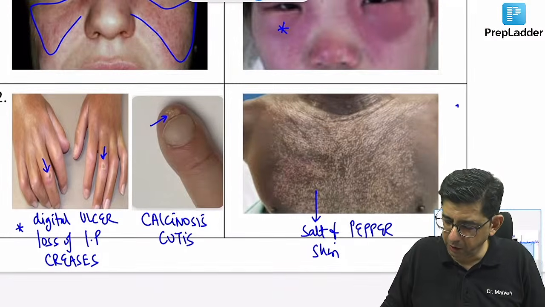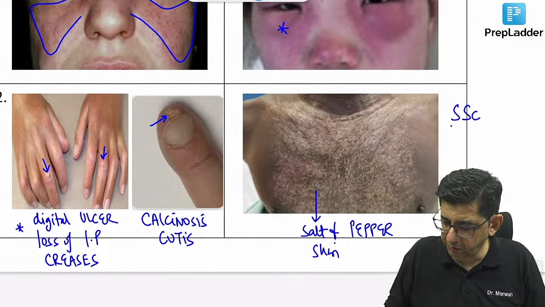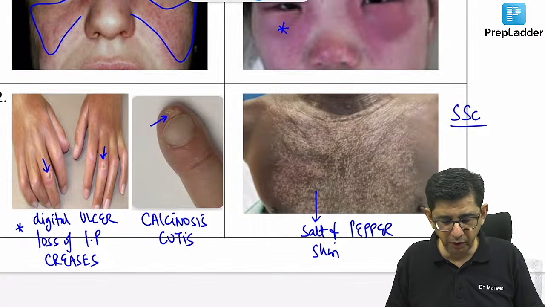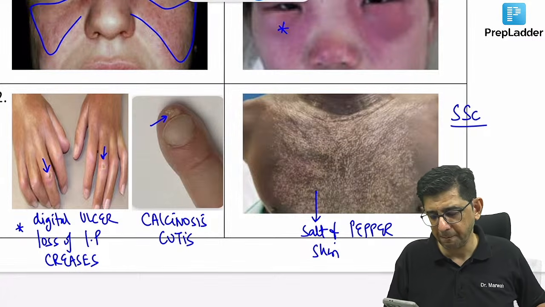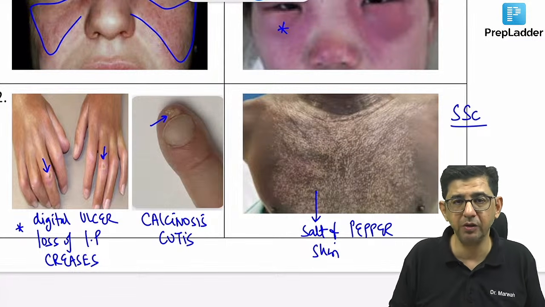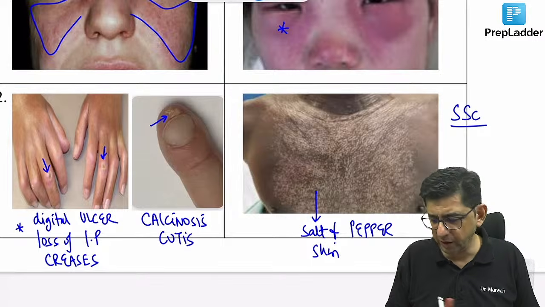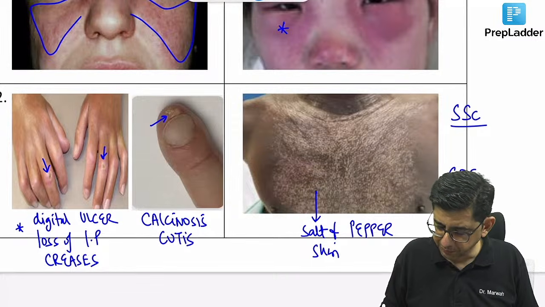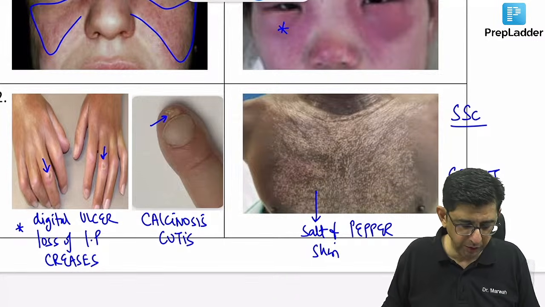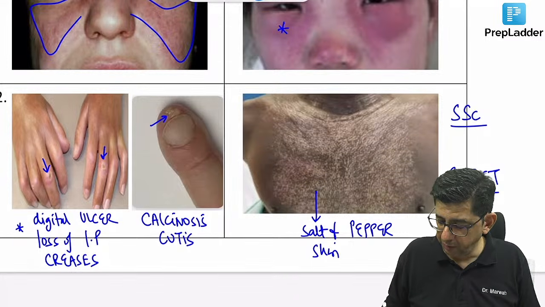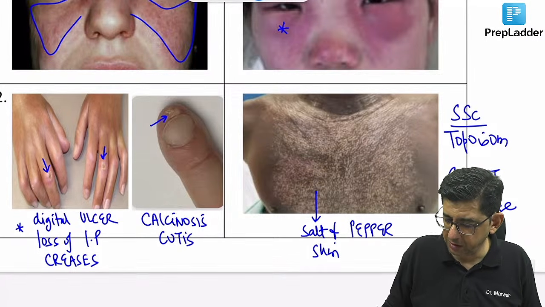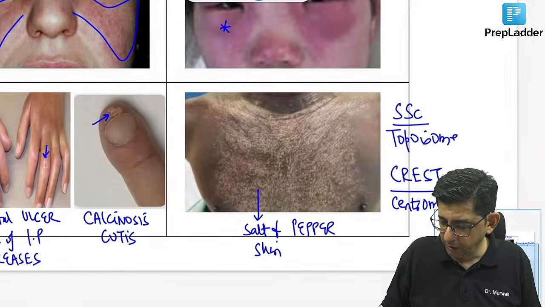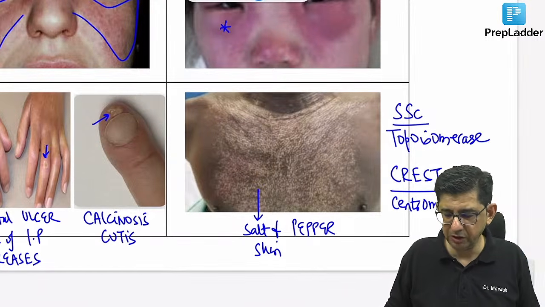Quickly comment on the antibodies. If this is systemic sclerosis, if this is scleroderma, which antibody would be present? And also the antibody for CREST. Very good. For CREST, the antibody would be beginning with C only, that is centromere. And for systemic sclerosis, the antibody would be topoisomerase antibody. Quick comments: what is the leading cause of death in scleroderma?